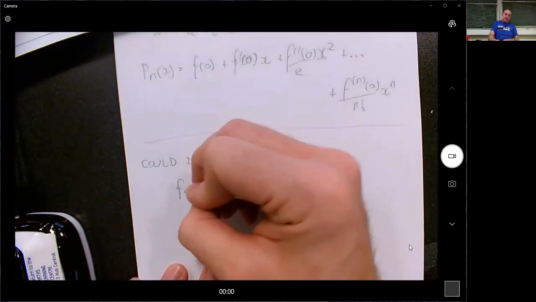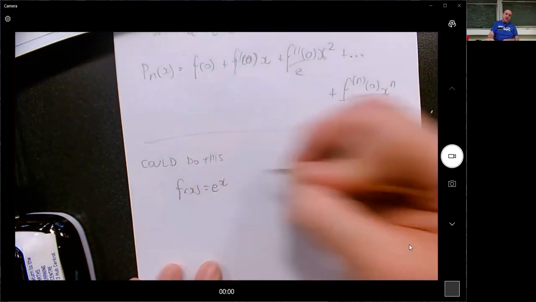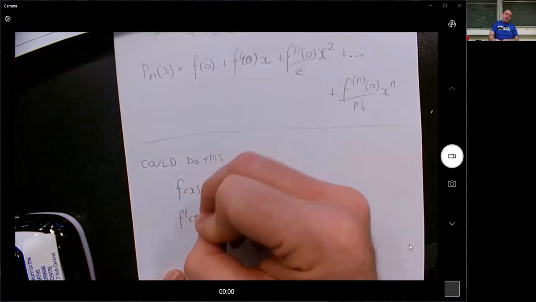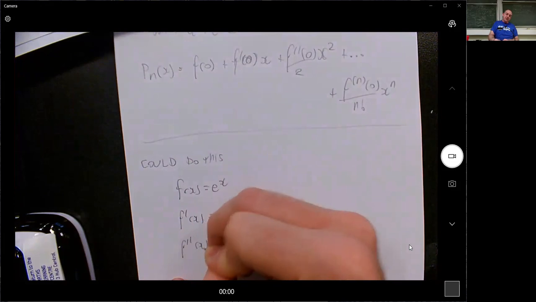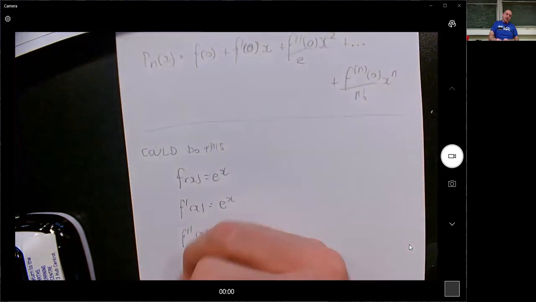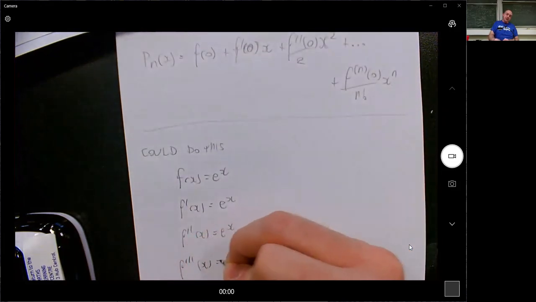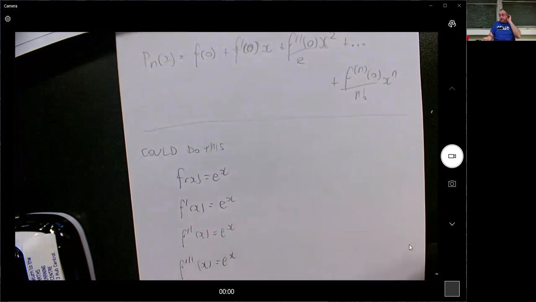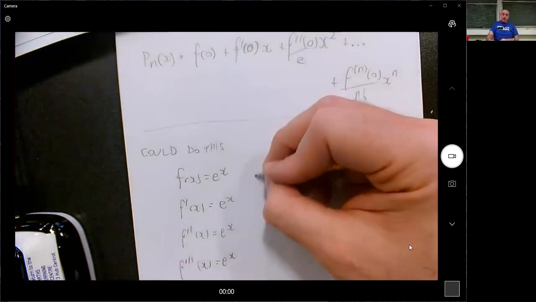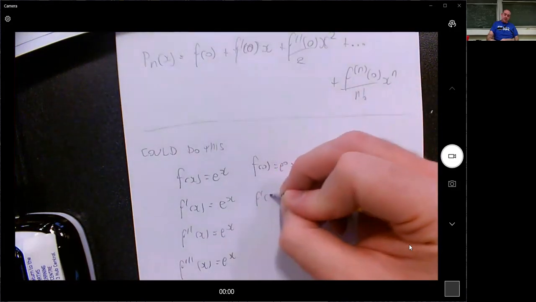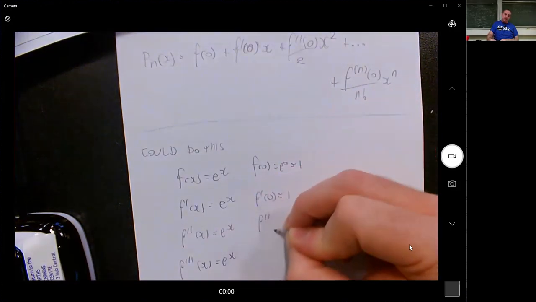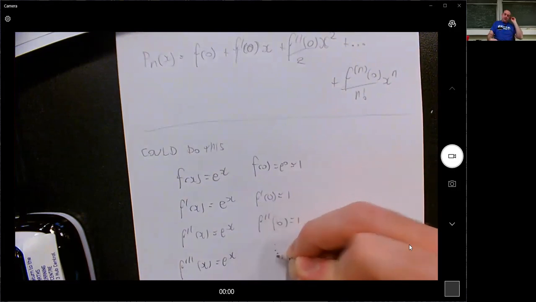So you could say f of x is equal to e to the power of x, and f dashed of x is also e to the power of x, and f double dashed of x is also e to the power of x, and f triple dashed of x is also e to the power of x, and so on. And f of 0 is e to the power of 0, which is 1, and f dashed of 0 is also 1, and f double dashed of 0 is also 1, and so on forever.